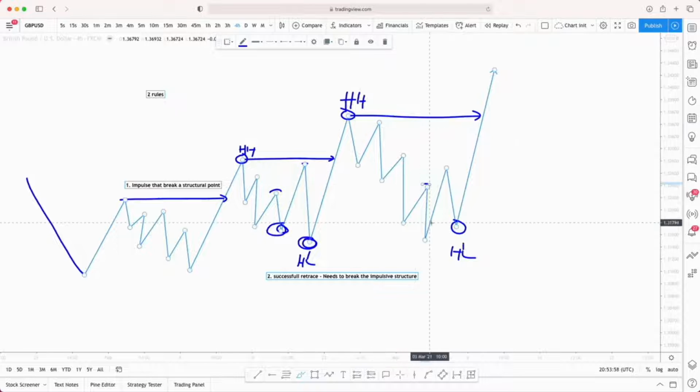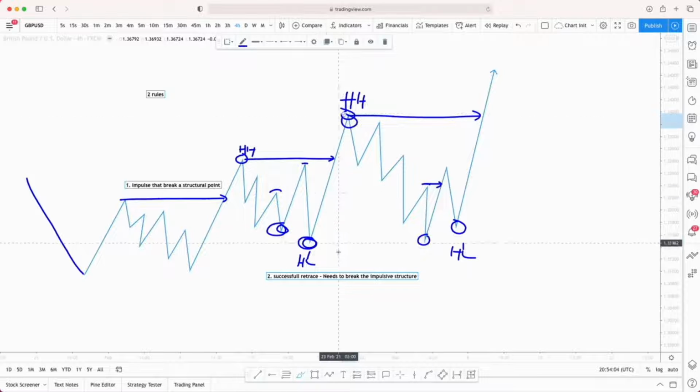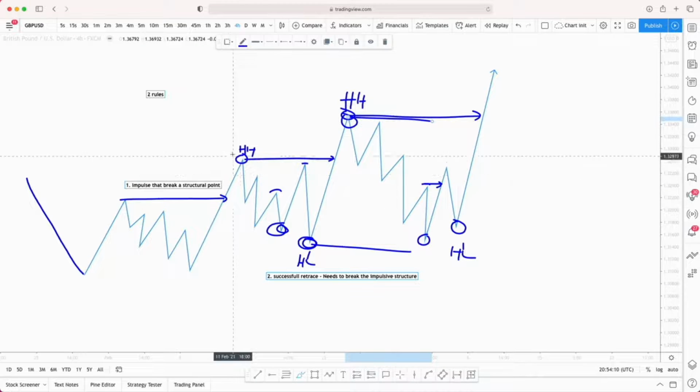Because we got a breaker structure here, but this was not strong enough to break the overall structure. So this is going to be forming our range. The range is from the structural points that break the structure. That's the main thing to keep in mind.